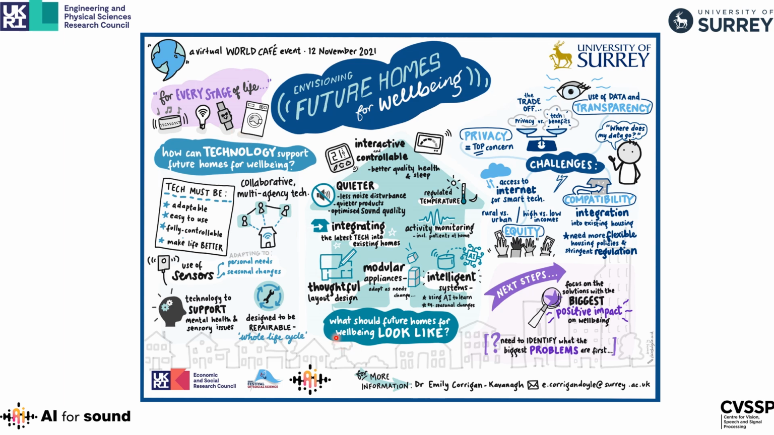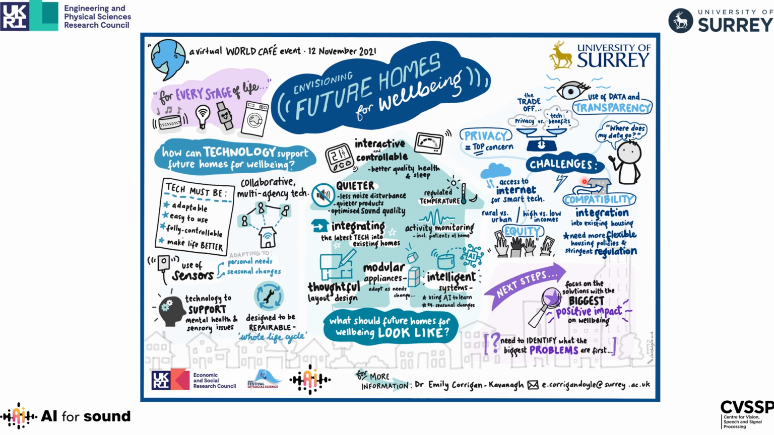And from the discussion of how future homes for well-living should look, homes should be quieter, they should integrate the latest technology, and should be interactive and controllable, and they should have an activity monitoring framework. For example, if patients are at home, one can monitor the activity, and there should be an intelligent system using AI to learn things within homes, like seasonal changes, etc.